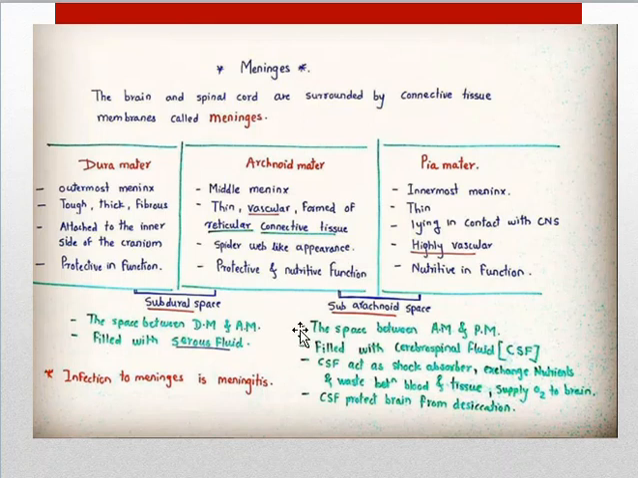The space between the dura mater and arachnoid mater is the subdural space, and it is filled with serous fluid. The subarachnoid space is the space between the arachnoid mater and pia mater. It is filled with cerebrospinal fluid. This is CSF. CSF acts as a shock absorber, exchanges nutrients and waste between blood and tissue, and supplies oxygen to the brain. CSF protects the brain from desiccation. When infection occurs in the meninges, it is called meningitis.